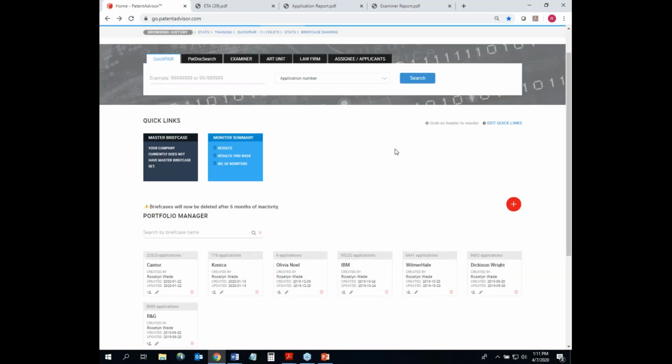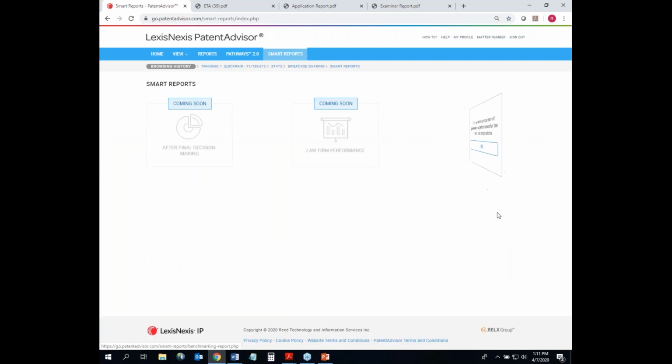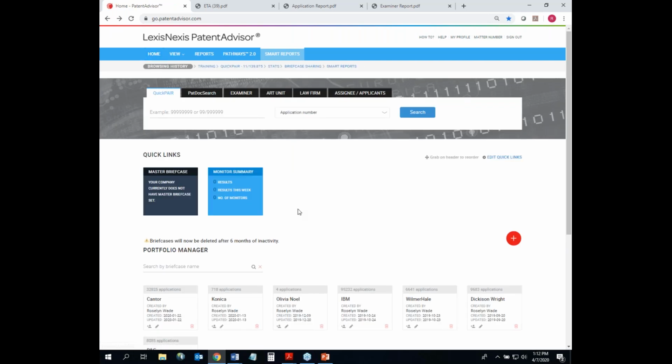Another option that you have, which is new when reporting, we have a few smart reports that we have added. The newest one here is this benchmarking report, brand new. With this, you'll be able to do side-by-side comparisons, and you'll be able to look at prosecution performance for both law firms and corporations. So just so you know that's there. And we're just going to head home.